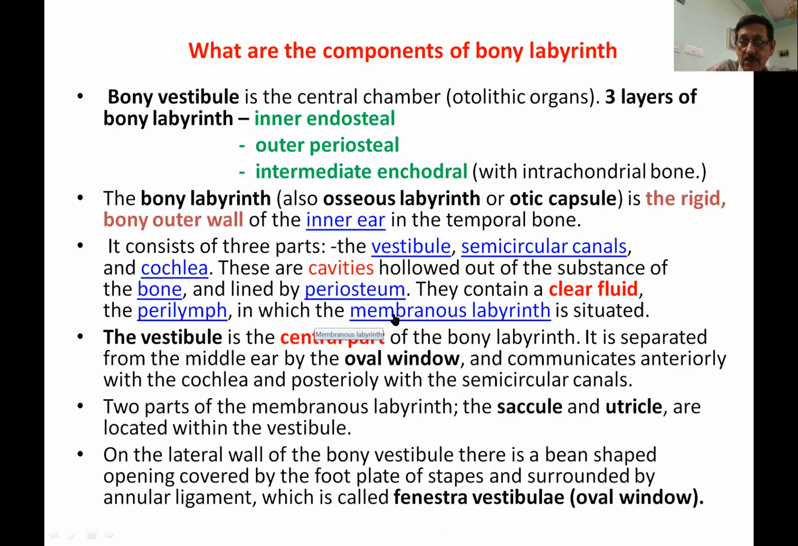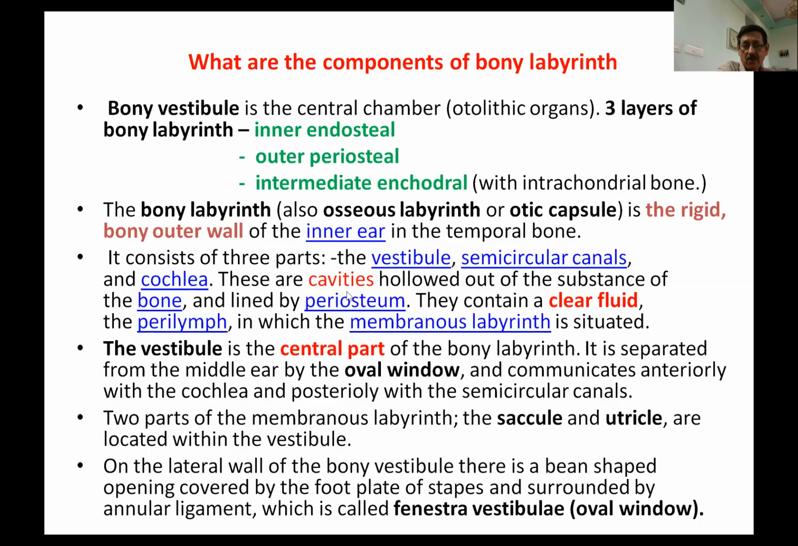The labyrinth is the hardest part of the body other than the enamel. It consists of three parts: the bony vestibule, the bony semicircular canal, and the cochlea. The cavities are hollowed out in the substance of this bone, lined by the periosteum. It contains a clear fluid.